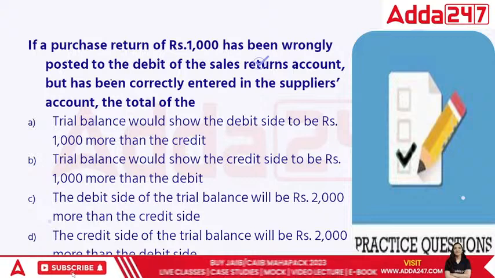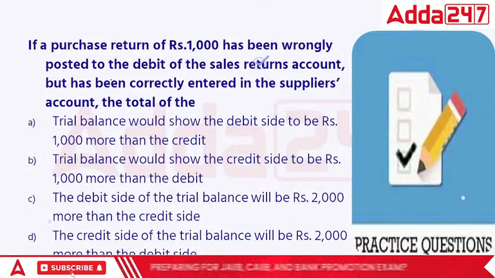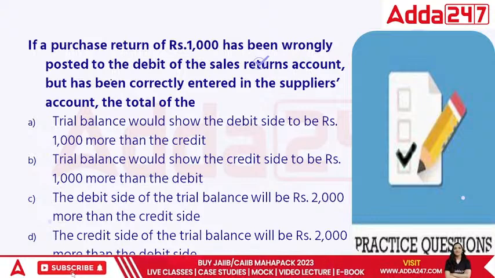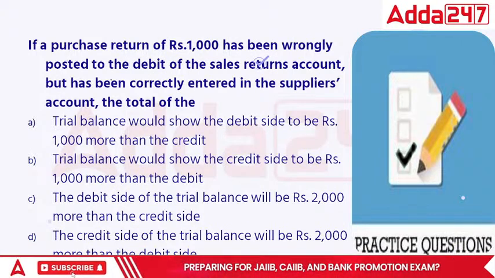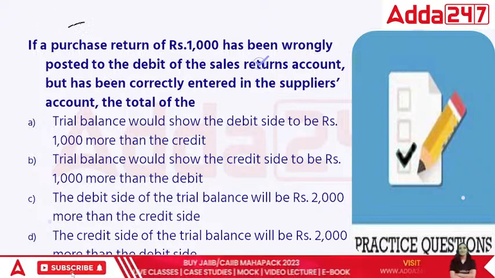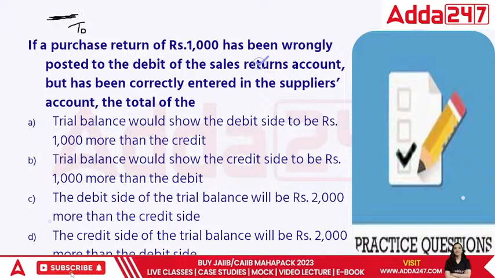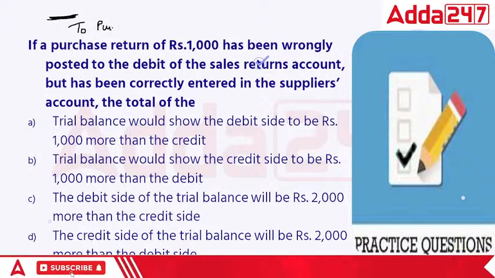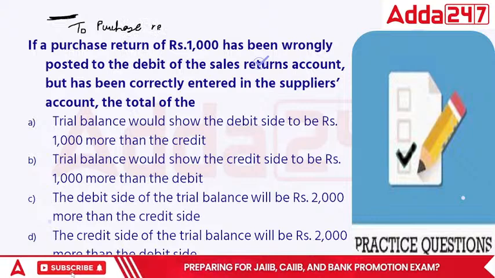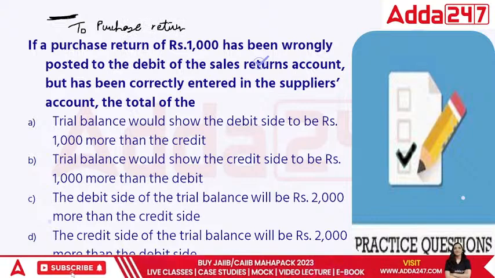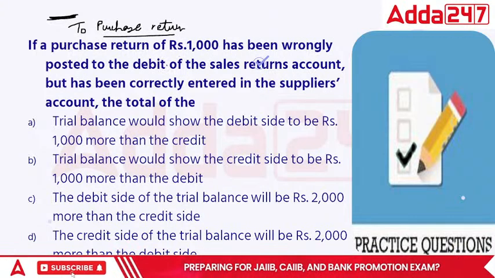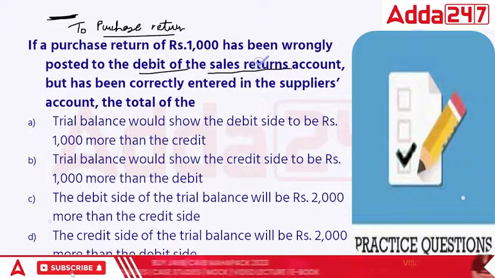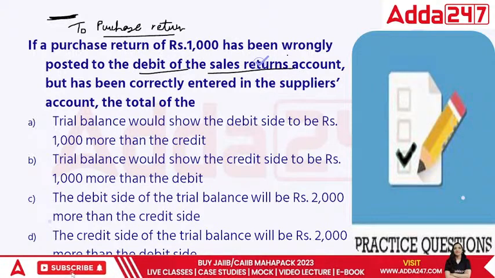Look at this question. I purchased a few goods and I returned them. So purchase return has been wrongly posted on the debit side of the sales return account. See, the point is, I have returned goods. Whatever comes in is on the debit side, whatever goes out is on the credit side. In this case, we are reducing our expenses. Expenses increase from the debit side, they decrease from the credit side. I was supposed to note down the purchase return, and what happened was, it was debited to the sales return account.